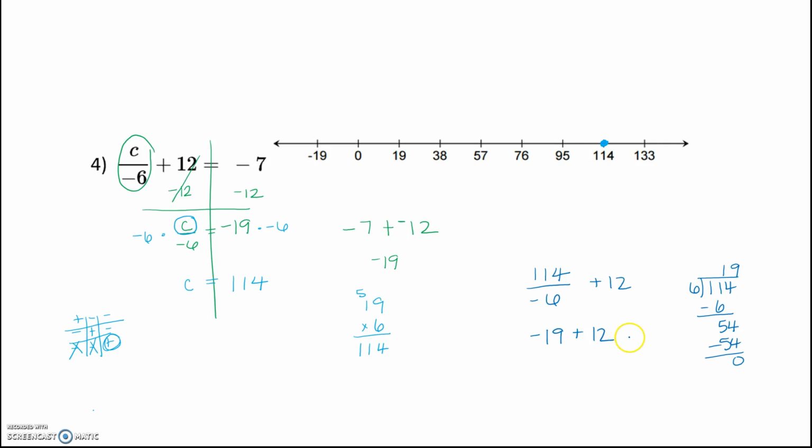Same sign or different sign. Different sign, subtract, so 19 minus 12 is 7. And it is a negative because that's the bigger one. So yes, it is correct.